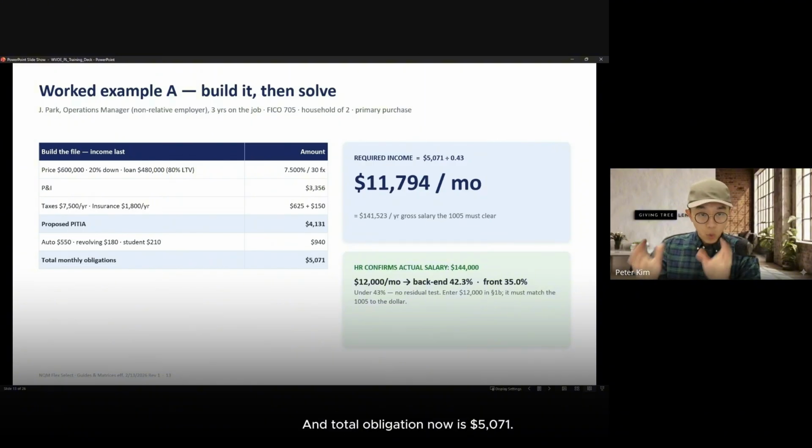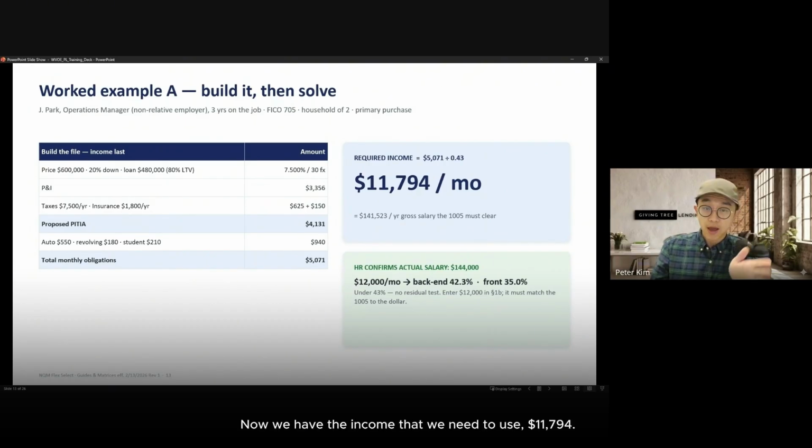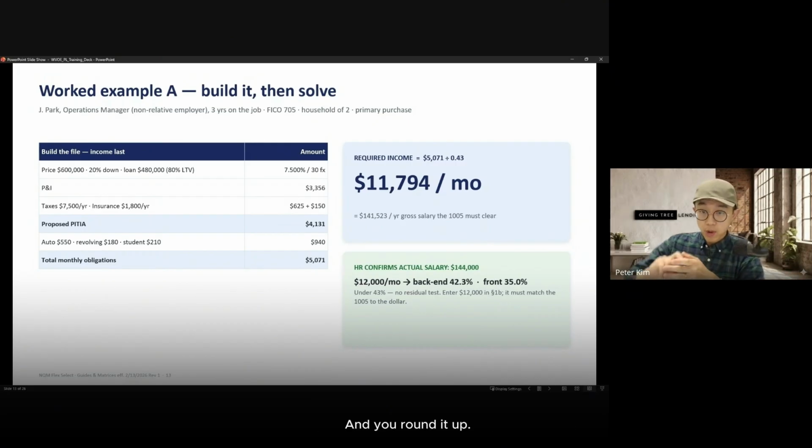And total obligation now is $5,071. You divide this number by 43%. Now we have the income that we need to use, $11,794. And you round it up. You multiply this by 12 and round it up. Then call it $141,000 a year.